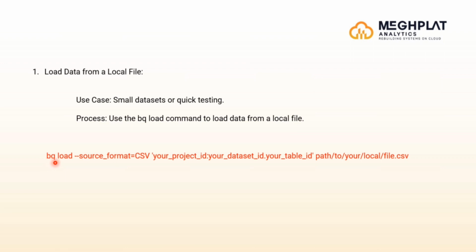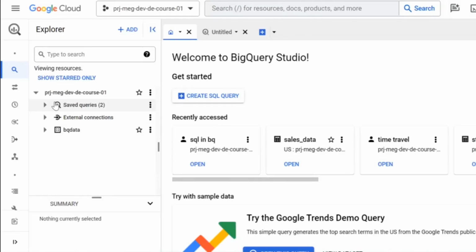So here is the command we need to use in the Cloud Shell terminal. There is another way of uploading our file, like a CSV file or any other file, from our local desktop. Let's see an example of it. Here you can see my BigQuery UI. To open the BigQuery UI, go to this navigation button and open BigQuery.